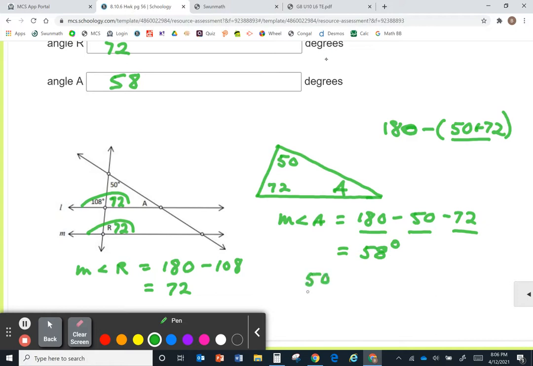50, 72, 58 should equal 180. 2 and 8 is 10. 5 and 5 is 10, 17, 18. I got it right. Okay, so you can check it. All right, I think that's it. 6 easy problems. Oh boy. And it was exciting, wasn't it?